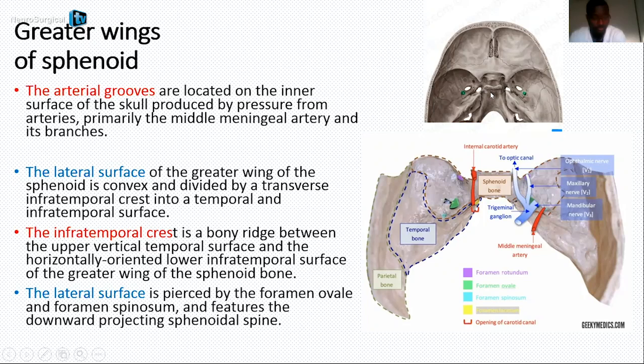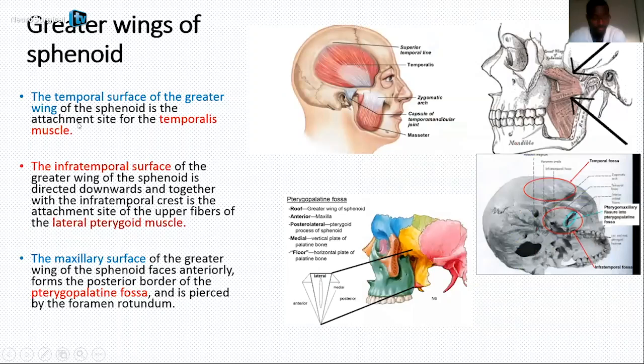Yes. The temporal surface of the greater wing of the sphenoid is the attachment site for the temporalis muscle. You can see here that is line, supratemporal lines. This is the temporalis muscle. The infratemporal surface of the greater wing of the sphenoid is directed downward, and together with the infratemporal crest is the attachment site of the upper fibers of the lateral pterygoid muscle.